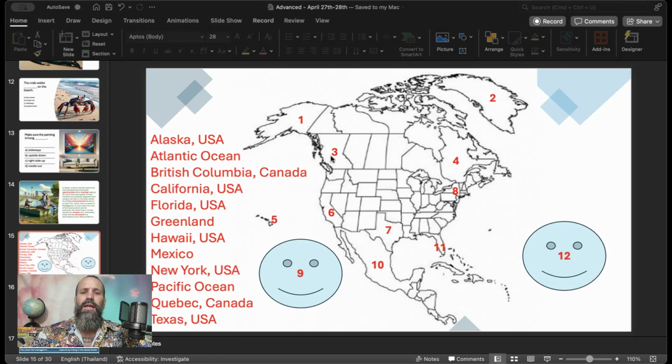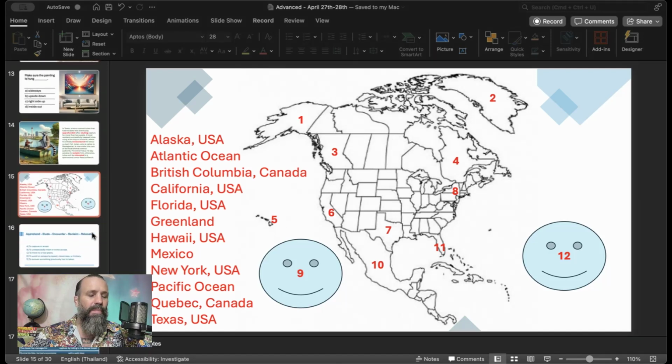3 is British Columbia, Canada. Number 4 is Quebec, Canada. And number 5 is Hawaii. Number 6 is California. Number 7 is Texas. Number 8 is New York. Number 9 is the Pacific Ocean. Number 10 is Mexico. Number 11 is Florida. And number 12 is the Atlantic Ocean.